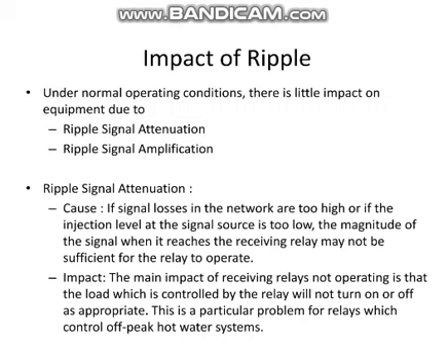Cause: if signal losses in the network are too high or if the injection level at the signal source is too low, the magnitude of the signal when it reaches the receiving relay may not be sufficient for the relay to operate. Impact. The main impact of receiving relays not operating is that the load which is controlled by the relay will not turn on or off as appropriate.